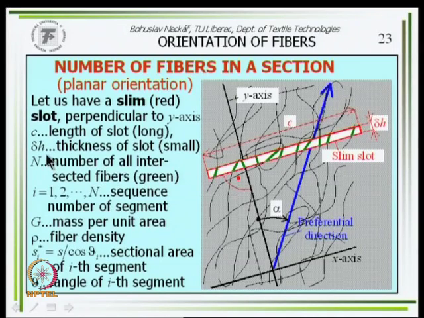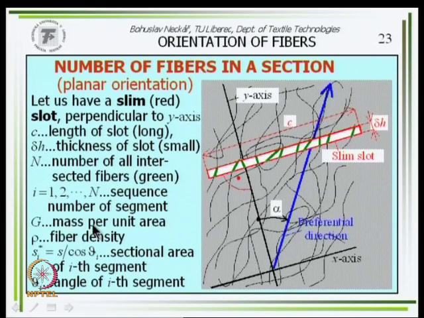C is the length of the slot, delta H is the thickness of the slot, N is the number of all intersected fibers. Intersected, because I can use my knife and make this section really, isn't it? Number of all intersected fibers. I is the subscript for fibers, from these green fiber segments, from 1 to N.